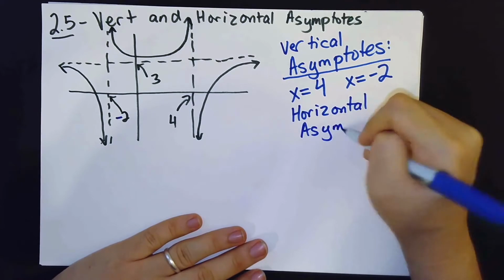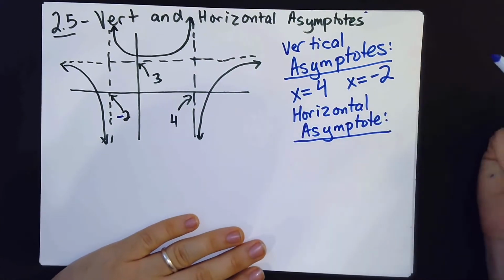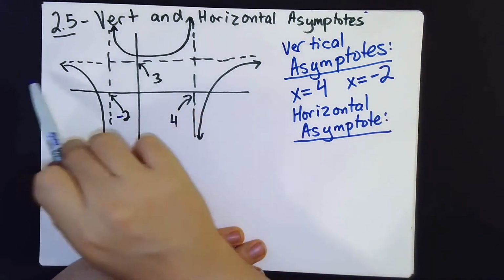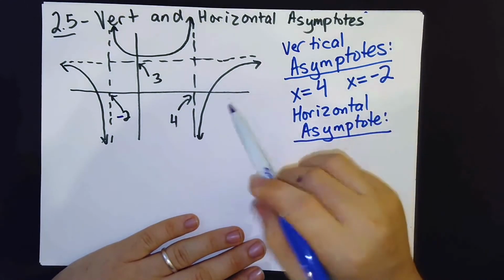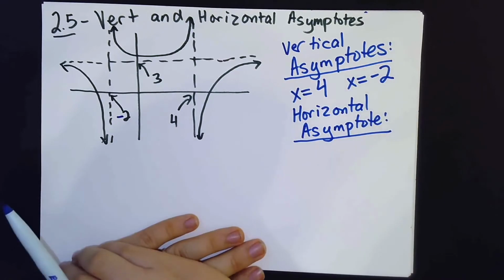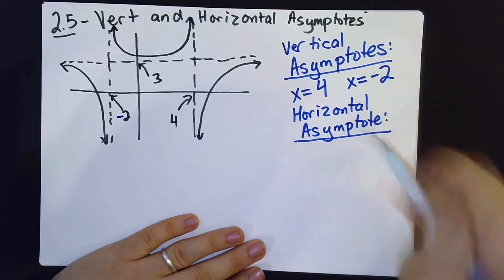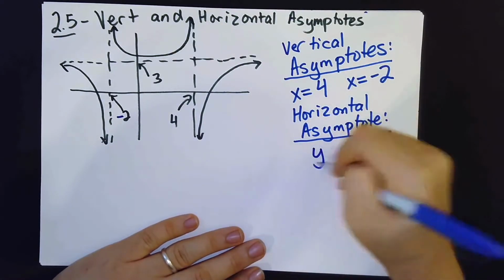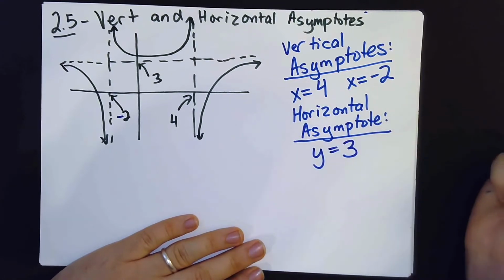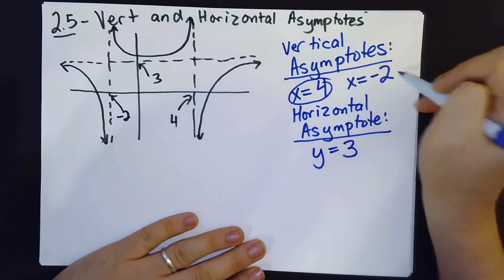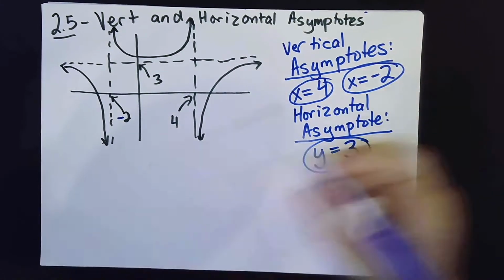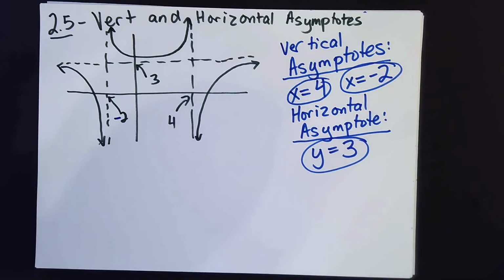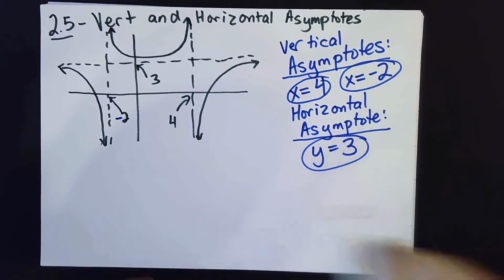The horizontal asymptote, on the other hand, in this case is this horizontal line. And horizontal lines all have the flavor y equals blah. And so in this case, this horizontal asymptote happens to be y equals 3. So these are the 3 asymptotes as we would describe them. These are their equations. Now, in terms of limits, where did these come from?